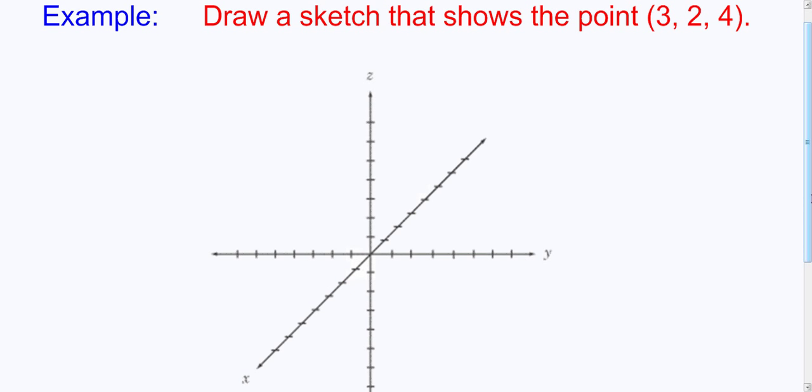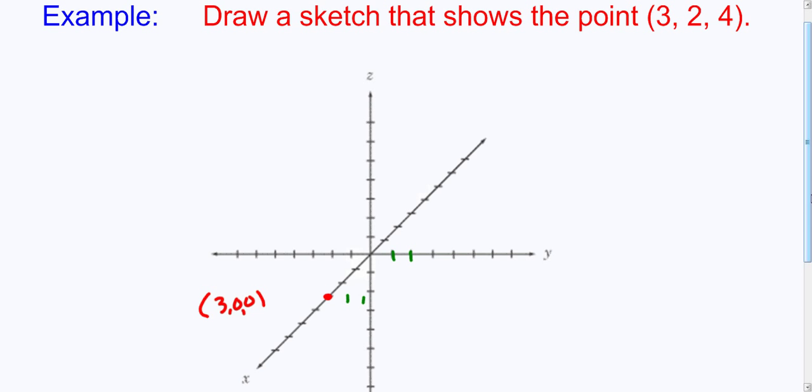So that's what I'm going to do. I'm going to move 3 down my x-axis. So 1, 2, 3 puts me right here so far. That's all I've done. So that would be the point 3, 0, 0, just so you know. It also gives me a y coordinate of 2. That means I need to move 2 to the right. So you're going to use this scale, and you're going to move that same distance to the right.